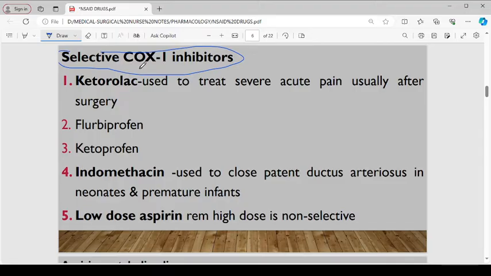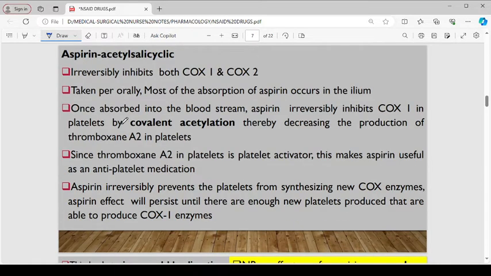Starting with the COX-1 inhibitors, we have examples like ketorolac. Ketorolac is a drug used to treat acute pain, especially after surgery. Number 2, we have flurbiprofen, and then we have ketoprofen. We have indomethacin, which is normally used to close patent ductus arteriosus in neonates and premature infants. And then lastly, we have low-dose aspirin. Remember, when you have a high dose, the drug is going to be non-selective.